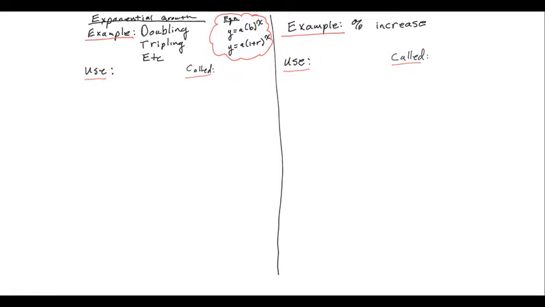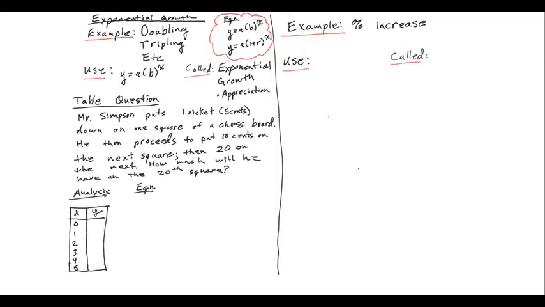Now, let's write that down. So we're going to use this, y is equal to a b raised to the x. We called this exponential growth. Sometimes we call this appreciation. Now, sometimes you're going to get questions that are presented as follows.